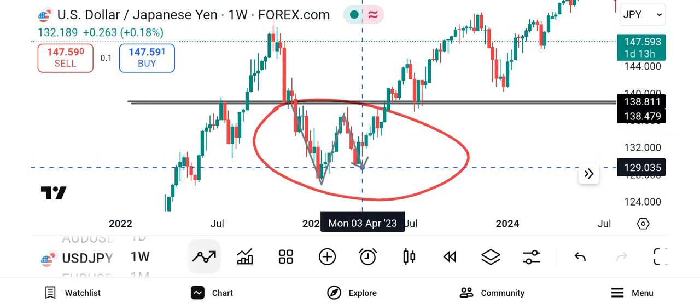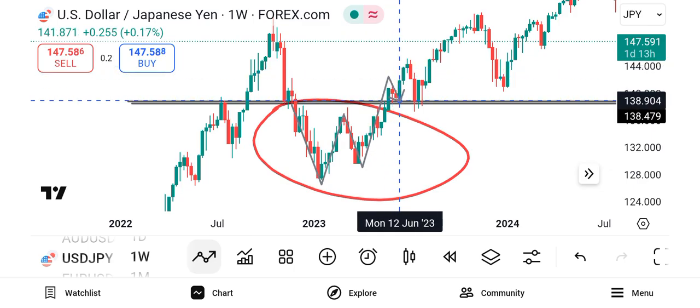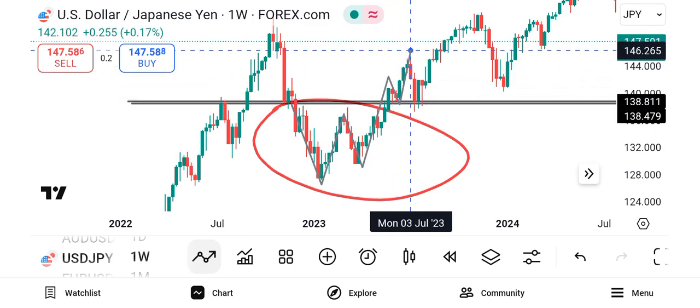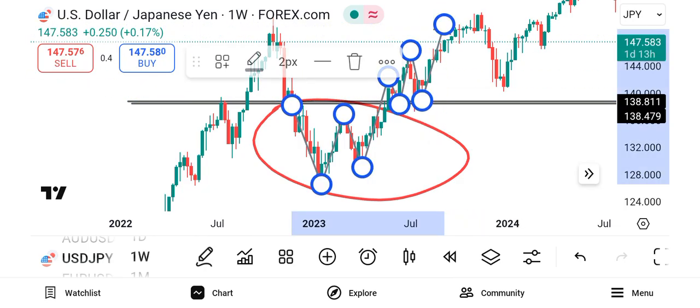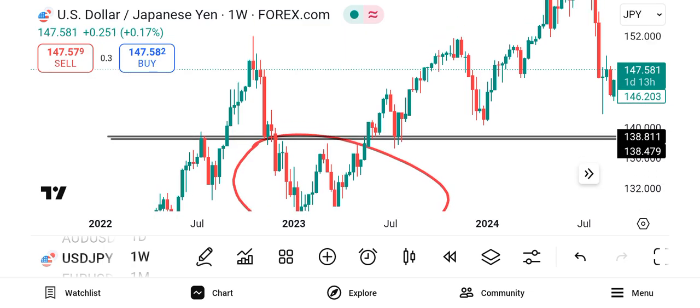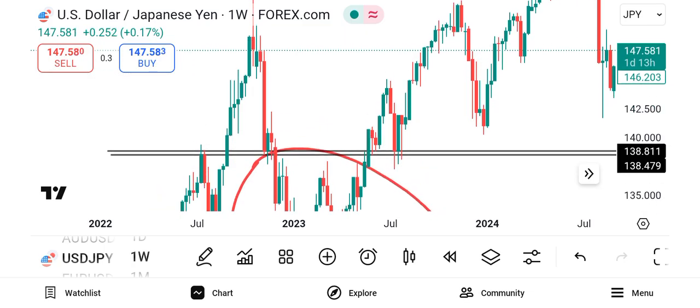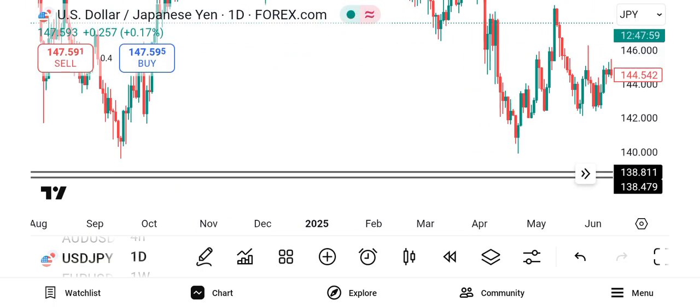So it confirmed properly. It broke the first time, retested, went again, came back for a second retest again, and shot up. So this is a lot of pips. Now getting this, okay, we now have a chart pattern on weekly. So what next? The next thing is now to switch over to daily.